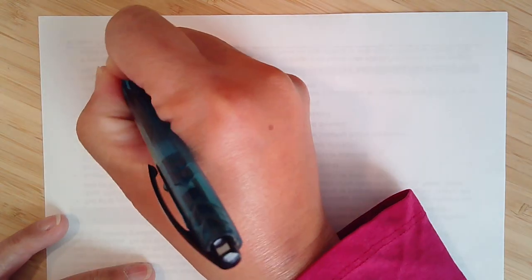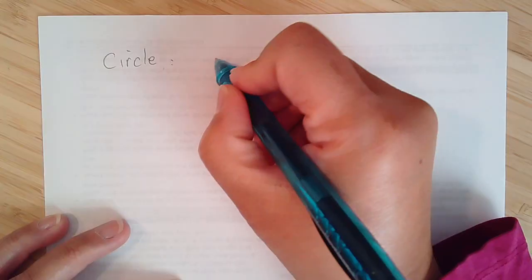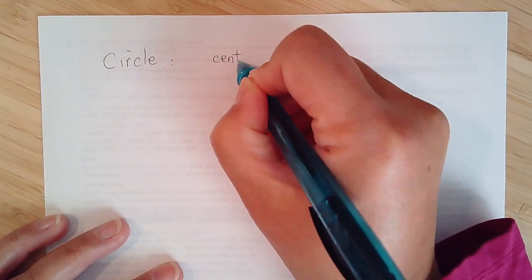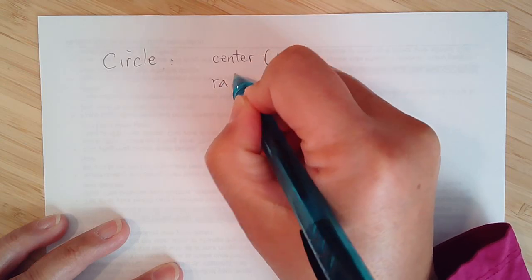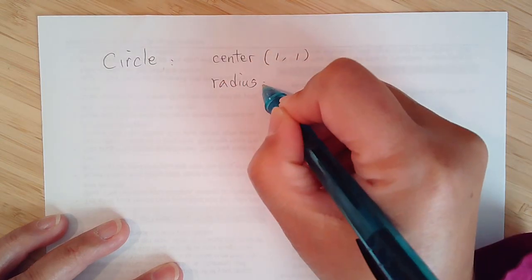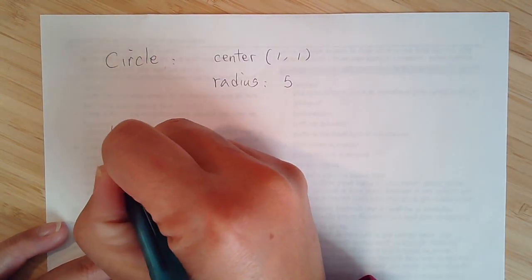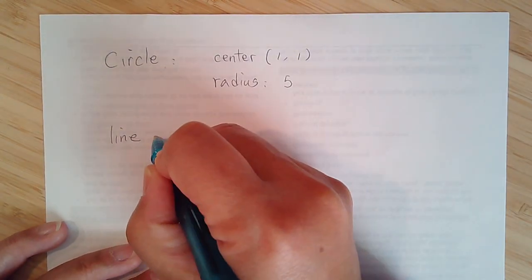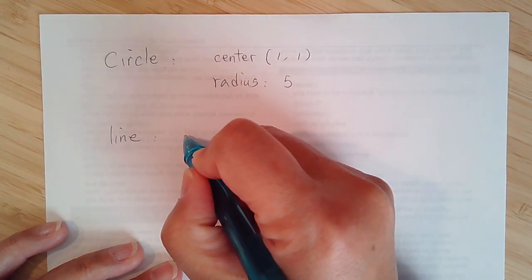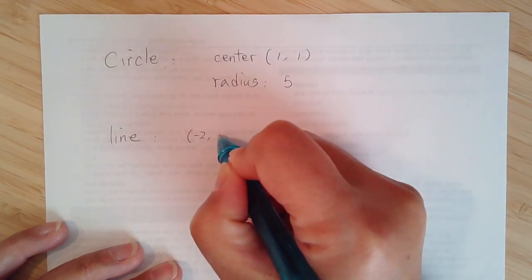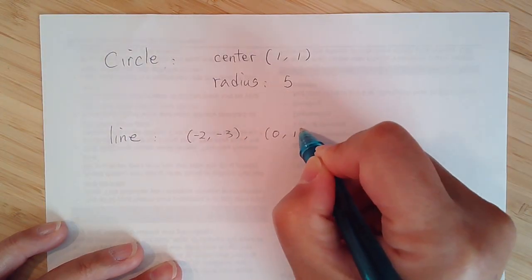Let's see, there is a circle. The circle looks like this. Center at (1, 1). Radius 5. Okay. And there's a line that passes through 2 points. Okay. One point is (-2, -3). Another point is (0, 1).